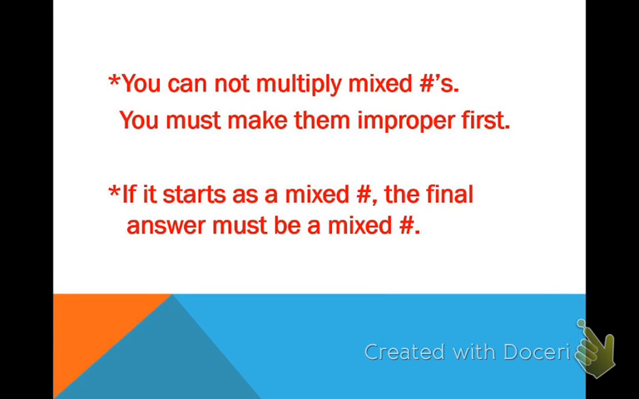So these are two ideas that you want to remember each time when we're multiplying or dividing fractions. The first one is you cannot multiply mixed numbers. What do you have to do with it first? Okay, you always have to turn it into an improper fraction first. Next up, if it starts as a mixed number, the final answer has to be a what? A mixed number. So just make sure, once again, you turn that improper fraction back into a mixed number.